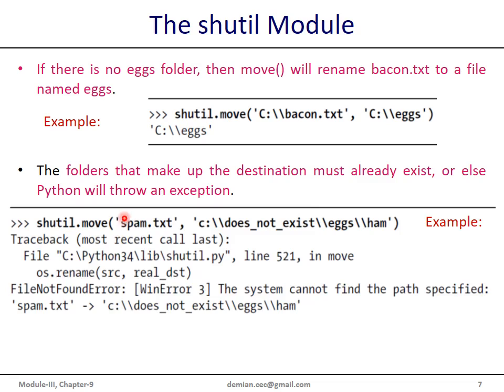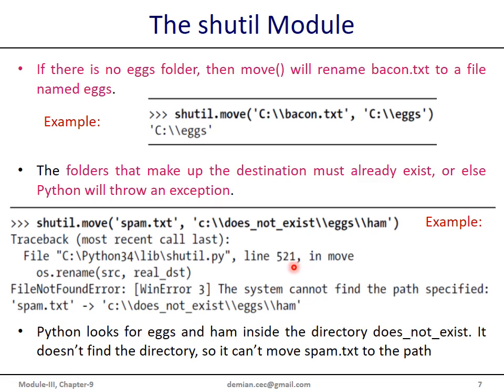Here is an example. We want to move the text file spam.txt to a path, a folder ham. Assume that there is an intermediate folder, which we have mentioned, that doesn't exist. In that case, Python will raise an exception saying that the system cannot find the path specified, as the intermediate folder is not present in the directory structure which represents the path.